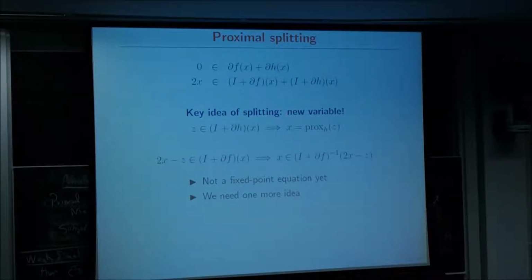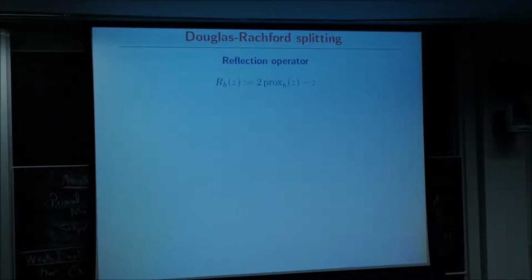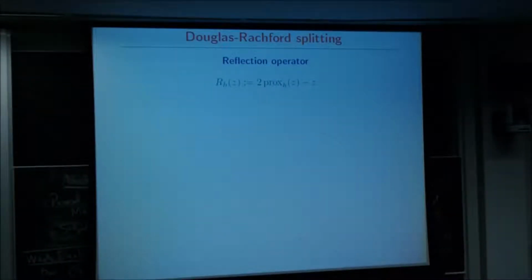That one more idea is based on introducing slightly more notation actually, but other than that, this 2x minus z is half the way. That thing is called a reflection operator. If you have a prox operator, 2 times prox minus identity is called the reflection operator. I'll try to draw a picture. I don't think of these things so pictorially, but maybe you can think of prox as nothing but projection.